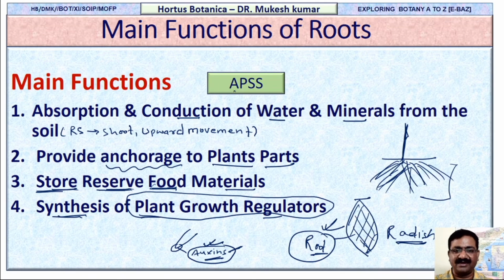So remember, as a mnemonic, APSS. Important 4 points. A, very simple, absorption of water and minerals. P, yes, provide anchorage. S for storage of food material, and S, synthesis of plant growth regulators. So one is storage, second is synthesis, first is absorption. So these are the main important functions of the root.